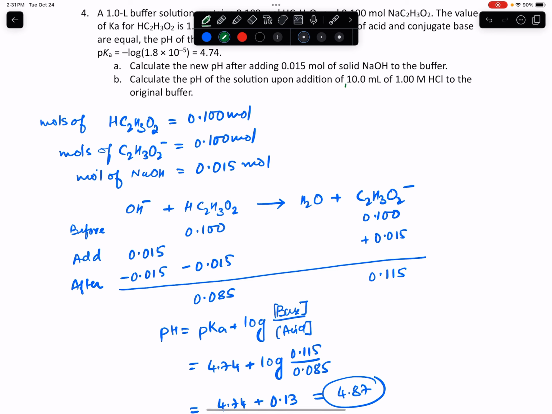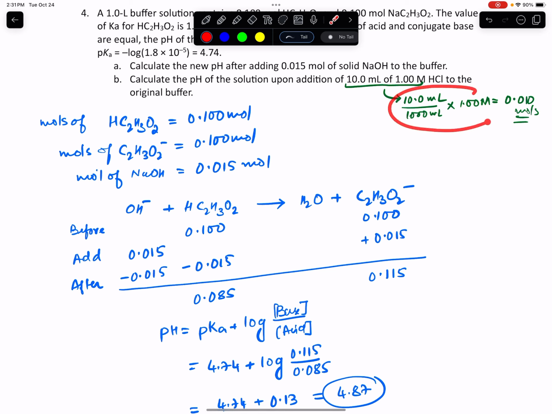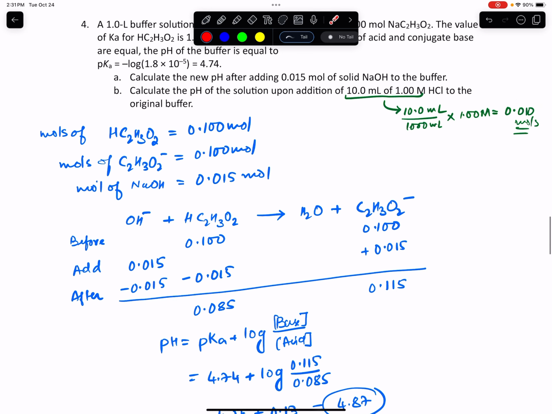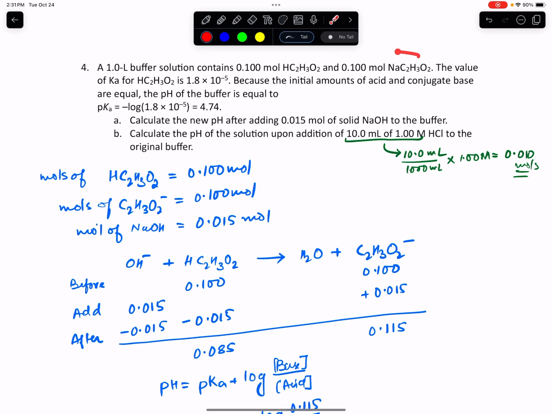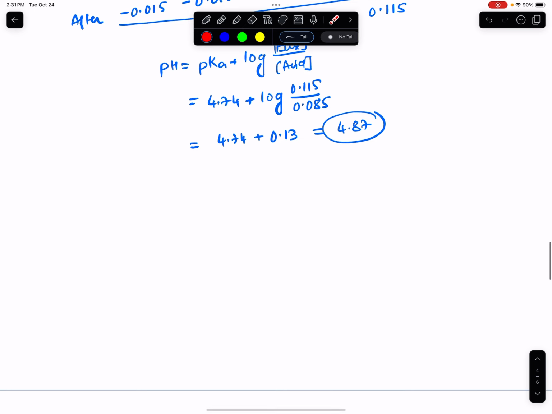For this one, we approach it the same way as before, and we want to calculate the moles. The moles would be 10.0 ml divided by 1,000 times 1.0 molar, which gives us 0.010 moles. So that's the moles of acid. We're going to create an equation like before. The difference is to understand that this moles of acid will react with the base.